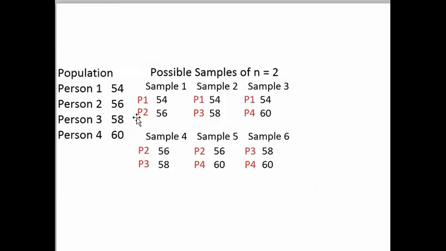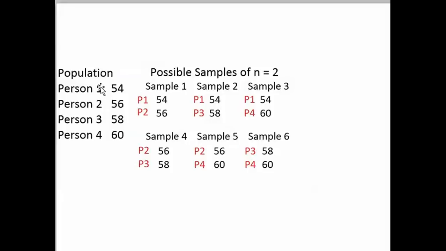So if I randomly select 2 people from this population to be my sample, these are the 6 possible samples. My actual sample is going to be one of these 6 possible samples. I'll show you how I was able to figure out what the 6 possible samples are. What I did first was I paired person 1 with every person under person 1.